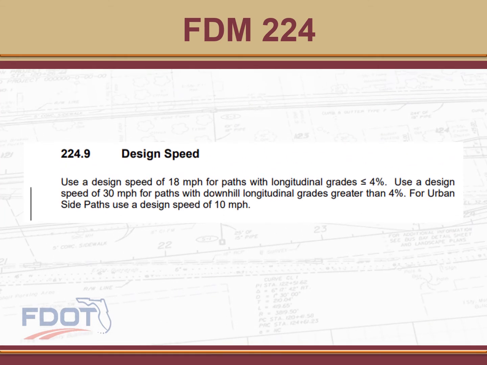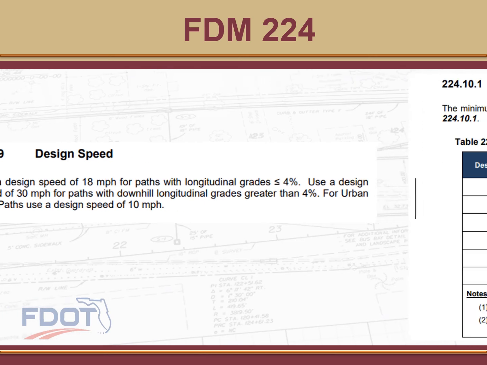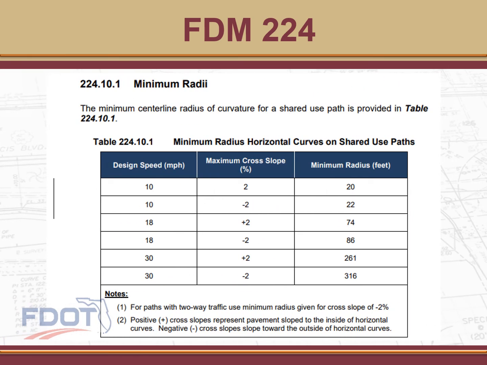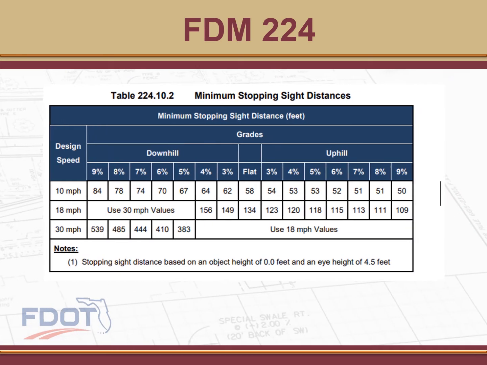The design speed of urban side paths is lower as the urban environment won't allow for high-speed bicycling with shorter blocks and other conflict points. The new design speed is reflected in our tables, such as the minimum radius horizontal curves, shown here, and also the minimum stopping sight distances table.